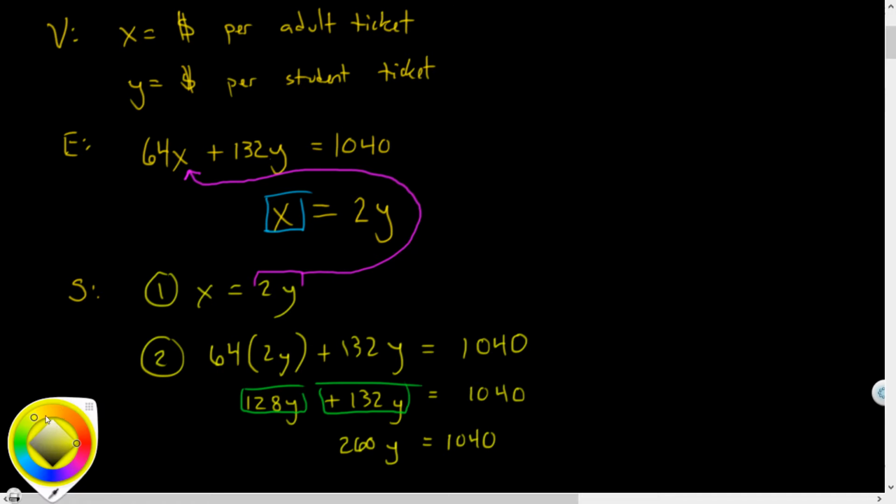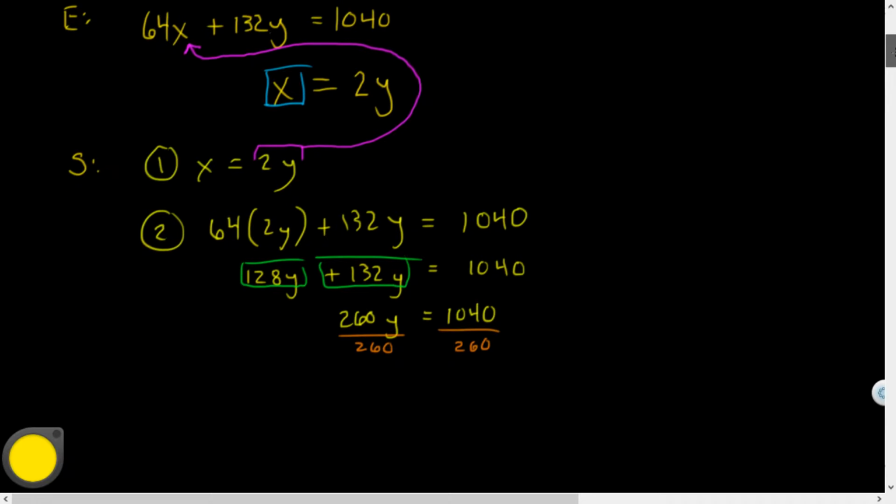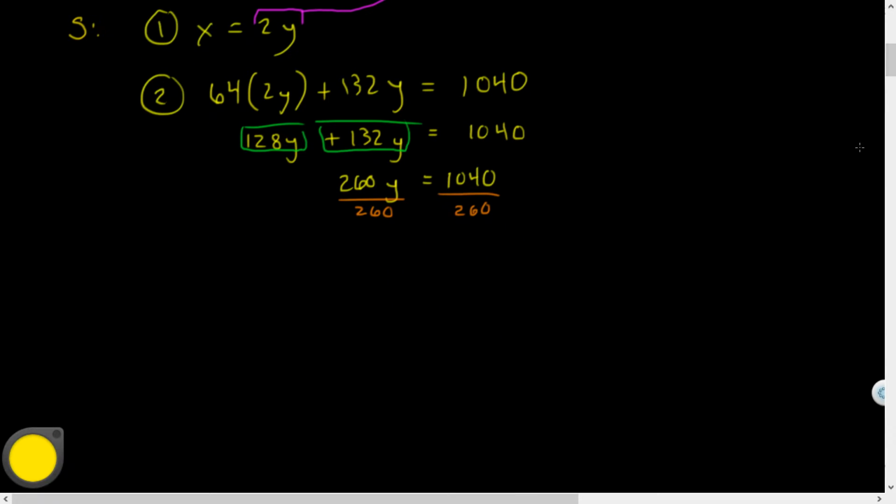I've got to guess if this divides in evenly, what that might be. Let's see, what's it going to be? So divide both sides by 260. I'm going to get y equals, does that go in evenly? 4? I'm guessing 4. Yeah, I'm thinking, yeah. So y equals 4.